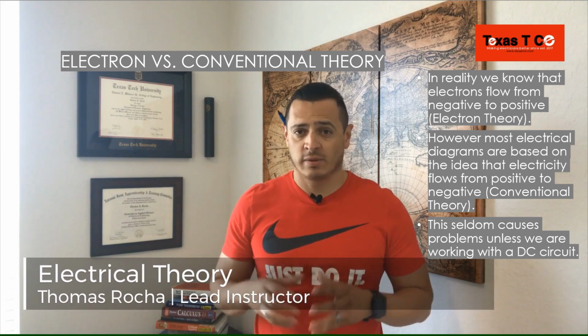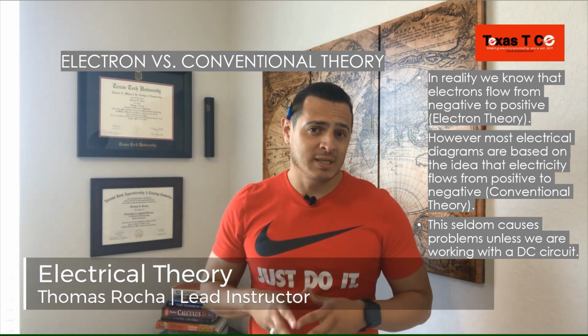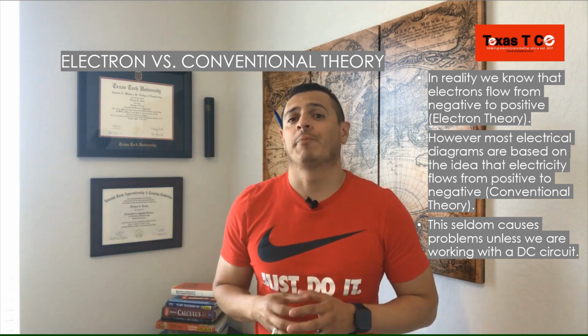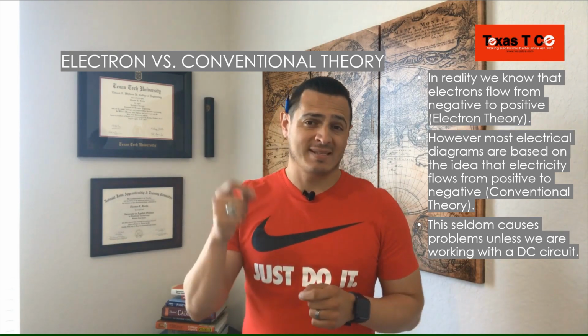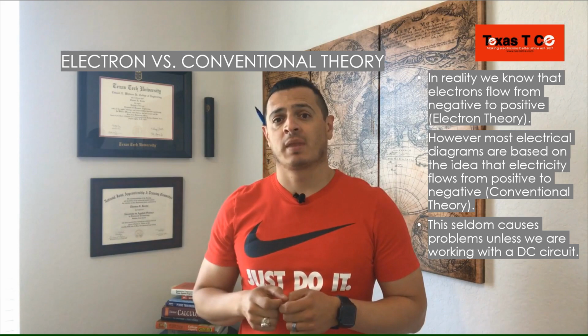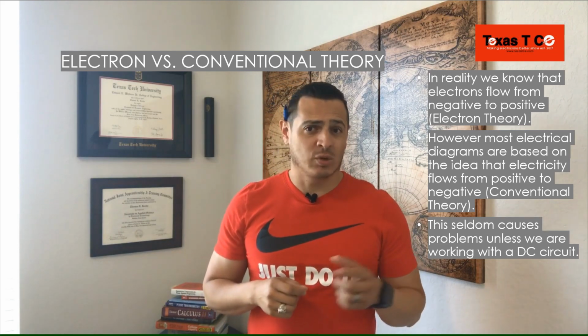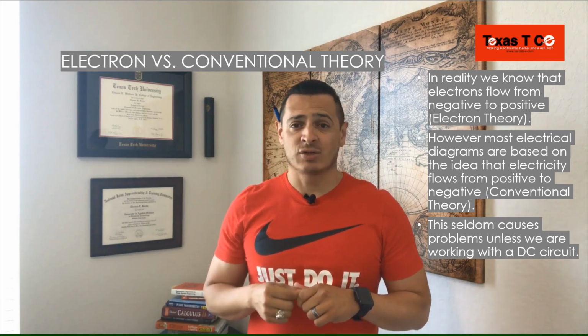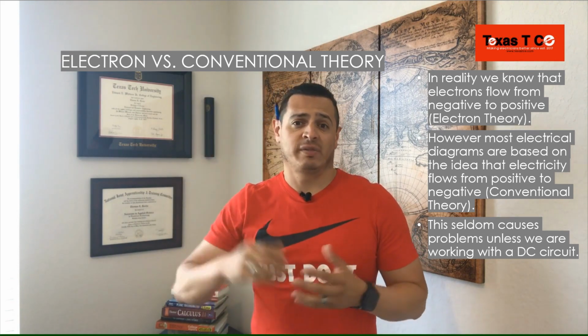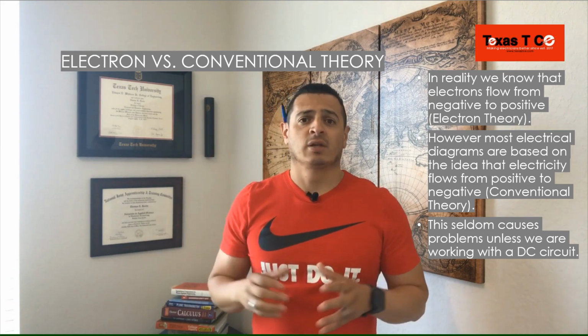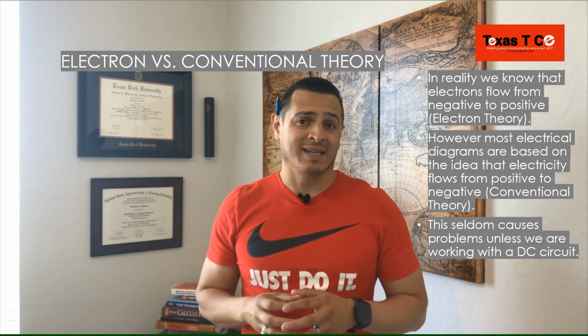Electron versus conventional theory. As briefly mentioned in that last part of the previous clip, in reality, we know that electrons flow from negative to positive, and this is called electron theory. However, most electrical diagrams are based on the idea that electricity flows from positive to negative. This is called conventional theory. Now, this seldom causes problems unless you're working with a DC circuit.